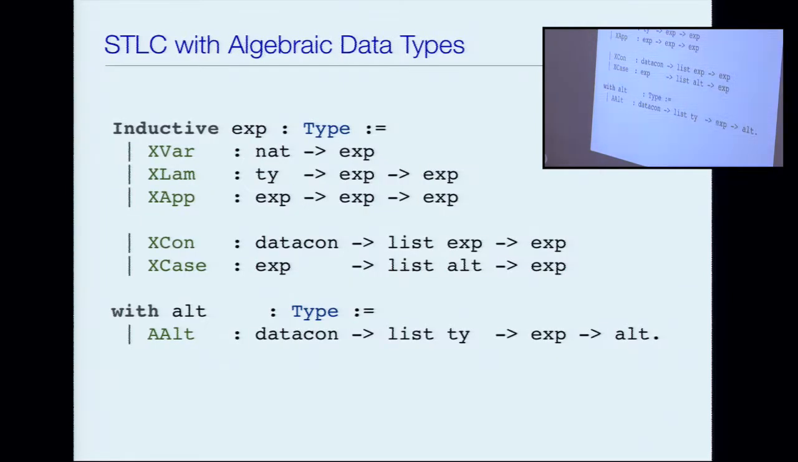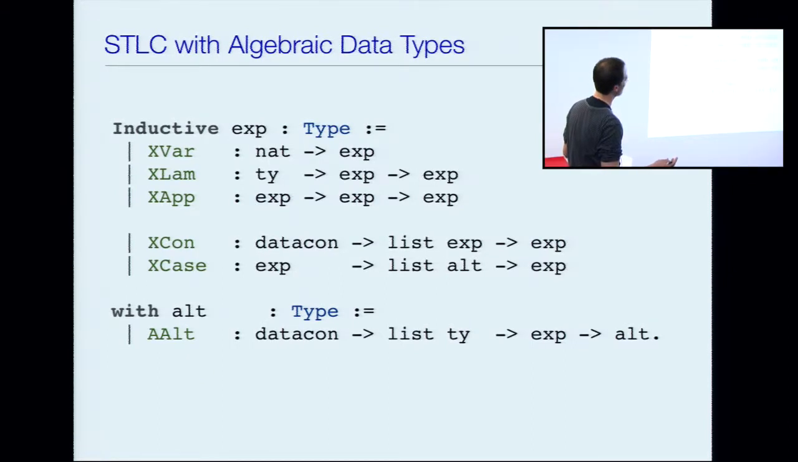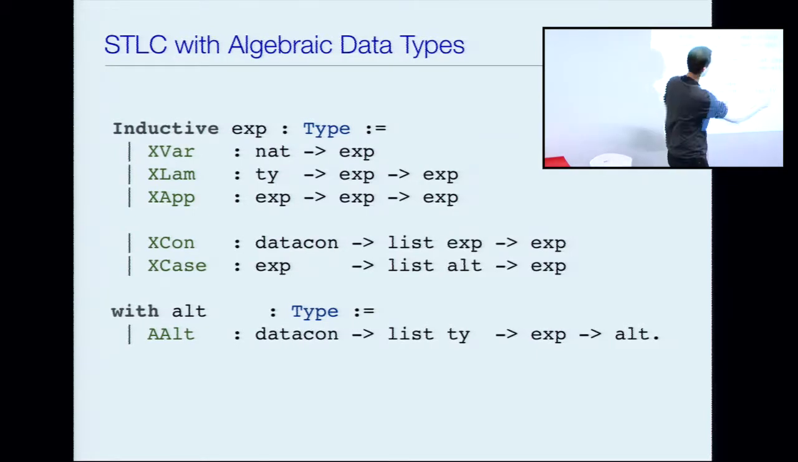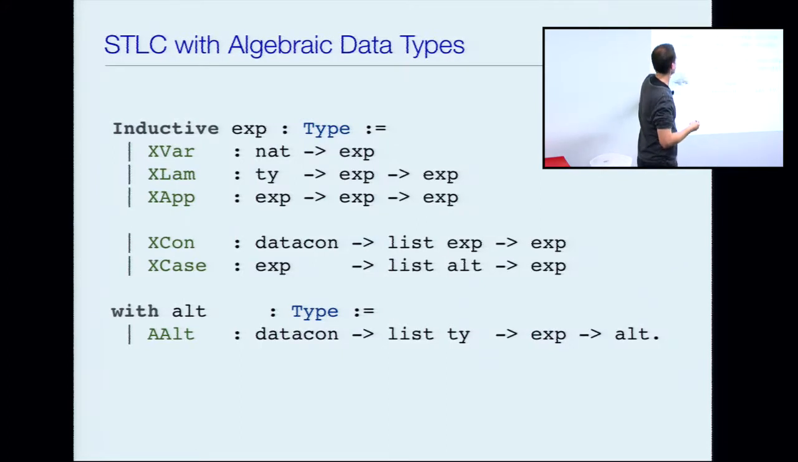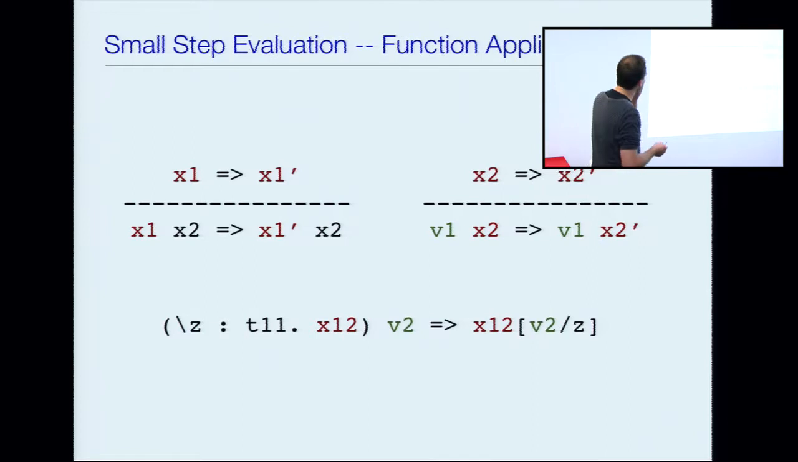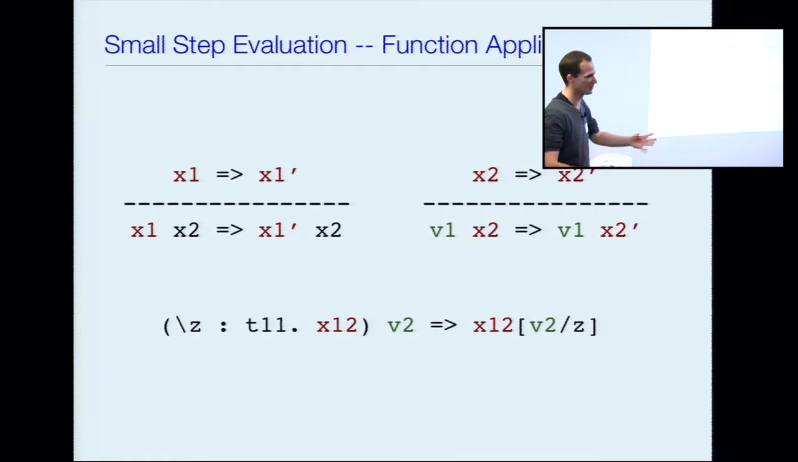So take it slowly. Here's a basic functional language with algebraic types. We have variables, lambdas, applications, data, like cons and nil. So it's got a constructor name, some more arguments, and then we have case expressions with an expression and a list of alternatives. So very simple language. And the tricky part is formalizing small step evaluation and then big step evaluation and then showing the link between the two.